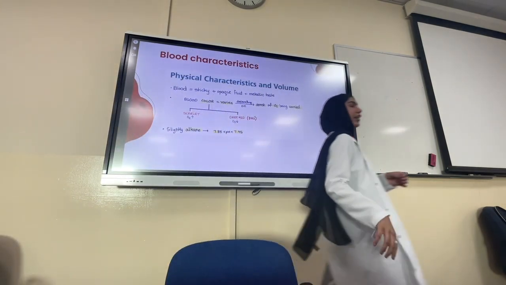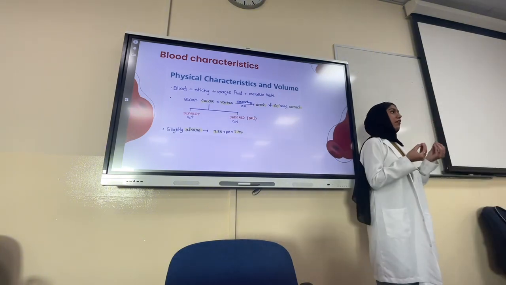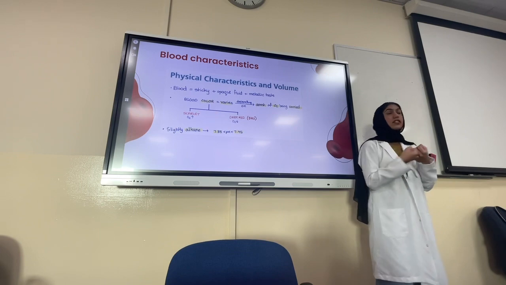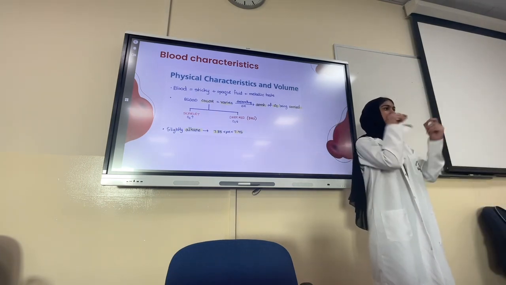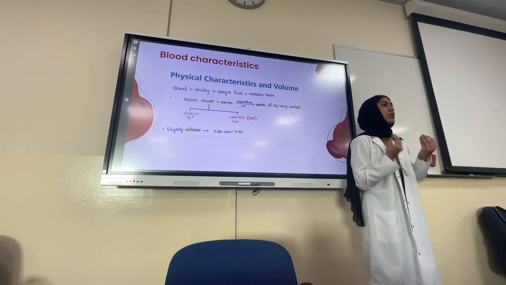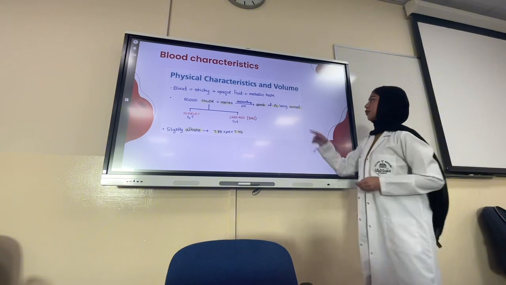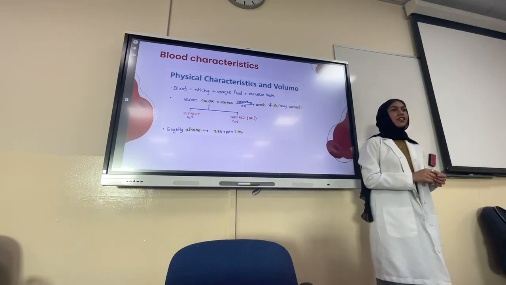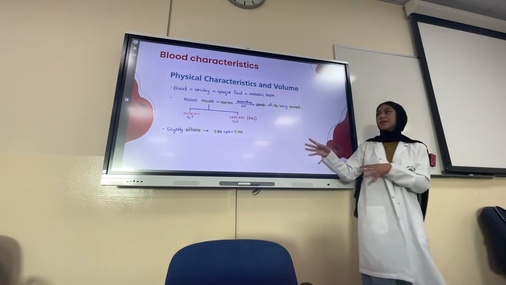Okay, now let's just go over the blood characteristics. First of all, blood itself, it's a sticky mixture, right? And it's going to be thick. It's opaque as well. When you look at blood, you see it as opaque, right? Everyone knows what opaque means? Okay, can't see through it. And it has a metallic taste. Not that we all tasted blood, but it has a metallic taste. Just know the basic characteristics of blood, okay?